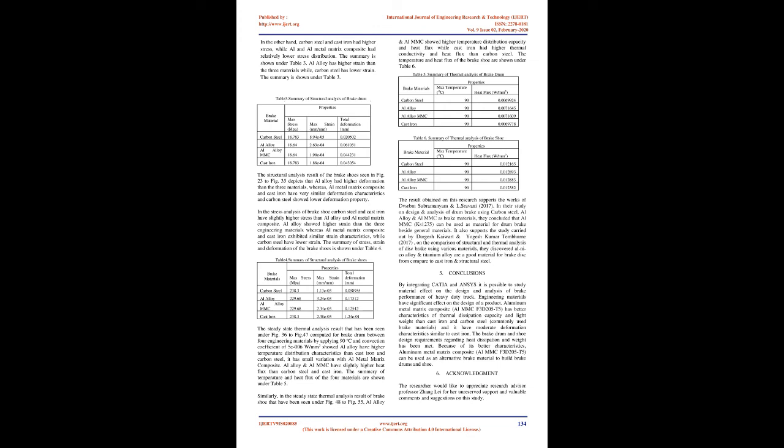The steady-state thermal analysis result that has been seen under Fig 36 to Fig 47, computed for brake drum between 4 engineering materials by applying 90 °C and convection coefficient of 5E-006 W/mm², showed alloy has higher temperature distribution characteristics than cast iron and carbon steel. It has small variation with metal matrix composite. Alloy and MMC have slightly higher heat flux than carbon steel and cast iron. The summary of temperature and heat flux of the 4 materials is shown under Table 5.